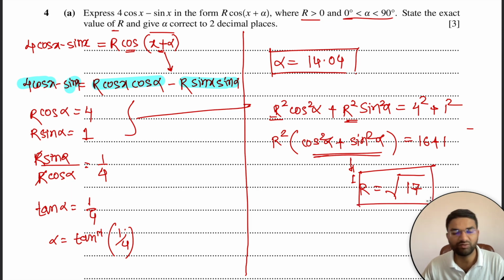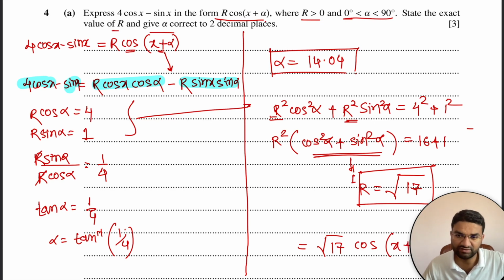This is a 3 mark question, so if you write these steps, you will get 3 out of 3. In the form r cos(x plus alpha), you will get the value as root 17 cos(x plus 14.04).